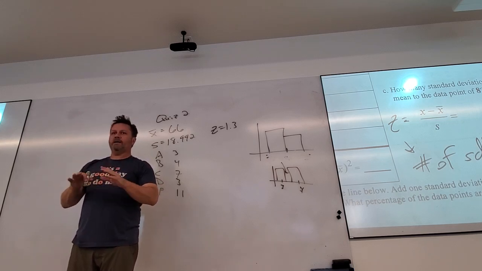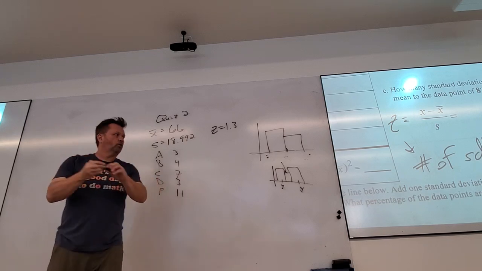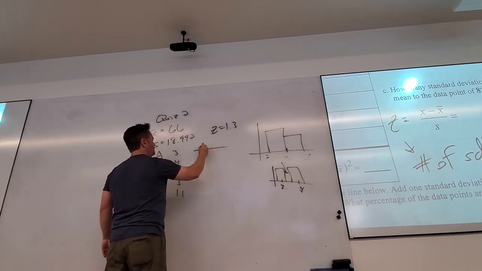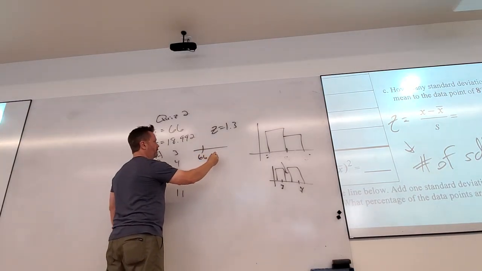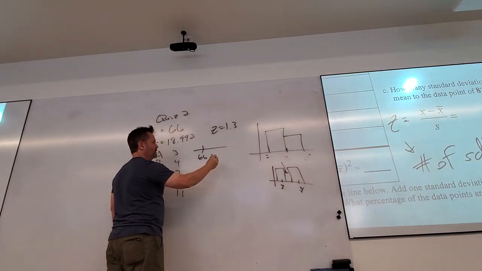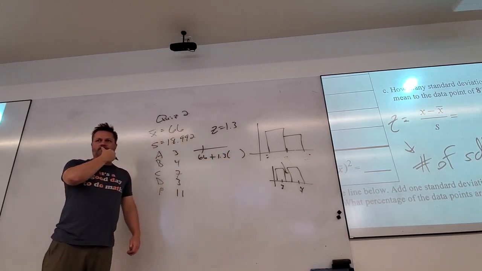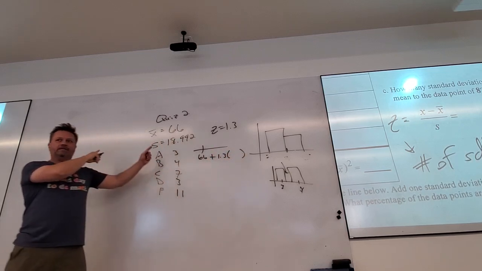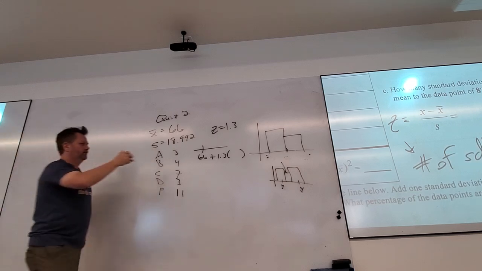Just do mathematically what we just said in English. I want to start at the mean and I want to go where? I want to start at 66.3 and go up how many steps? 1.3. And how big is each step? 18.992, good, yes.